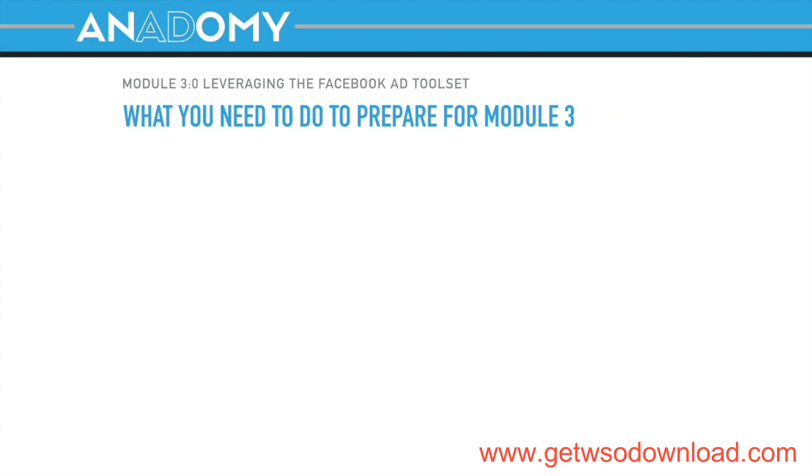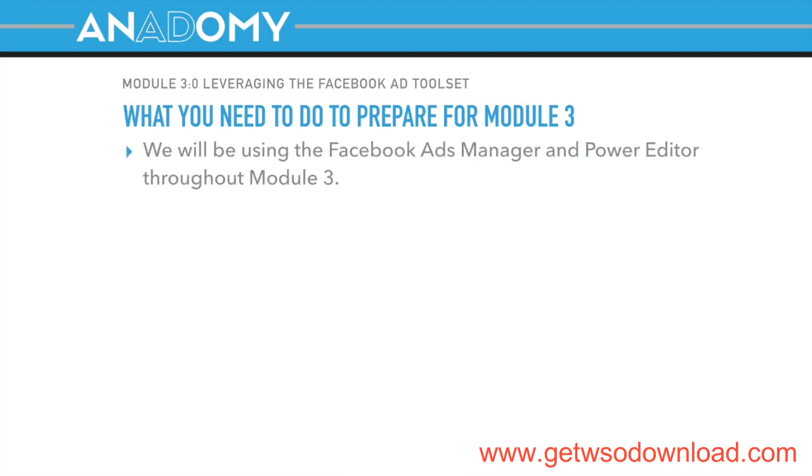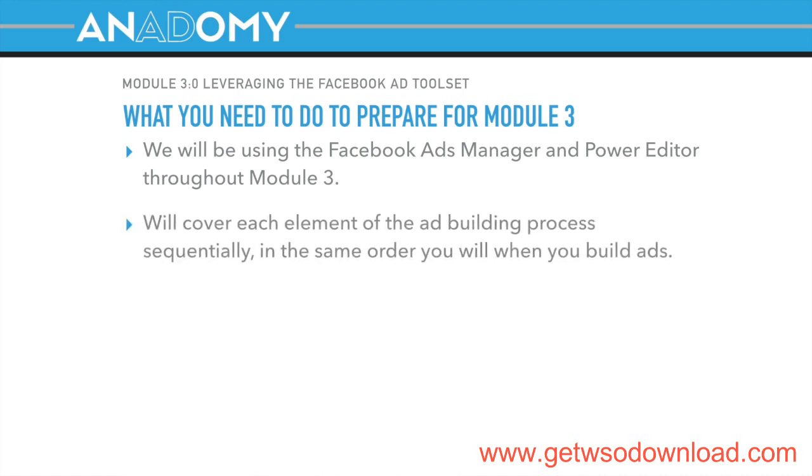Now, the first thing to know is what you're going to need in order to be prepared to get the most out of Module 3. We are going to be using both the Facebook Ads Manager and the Facebook Power Editor throughout Module 3. And we'll cover every element of the ad building process sequentially, so this will follow the exact same order that you will use as you create your ads. At times it might be a little bit confusing why we're covering one thing and then jumping to something else, but trust me, when you go to create your very first Facebook ad, it'll all make sense, and it's very important that we cover these things in a sequential order.